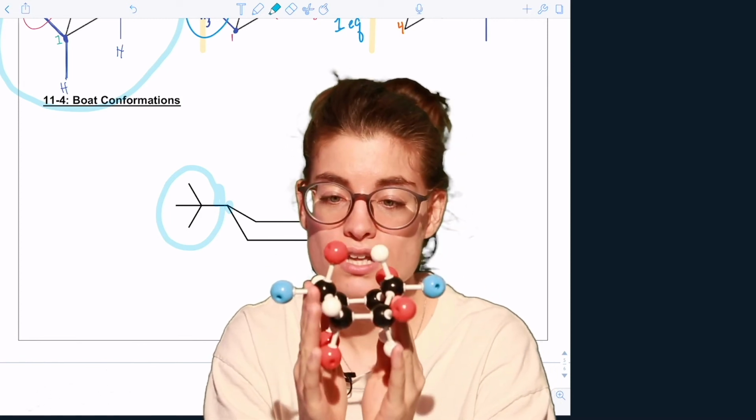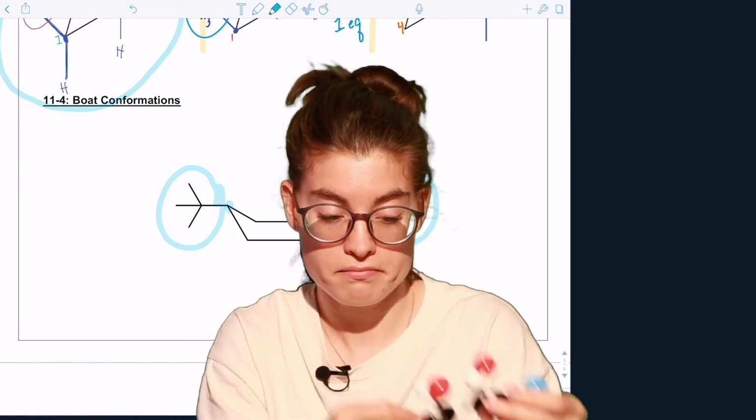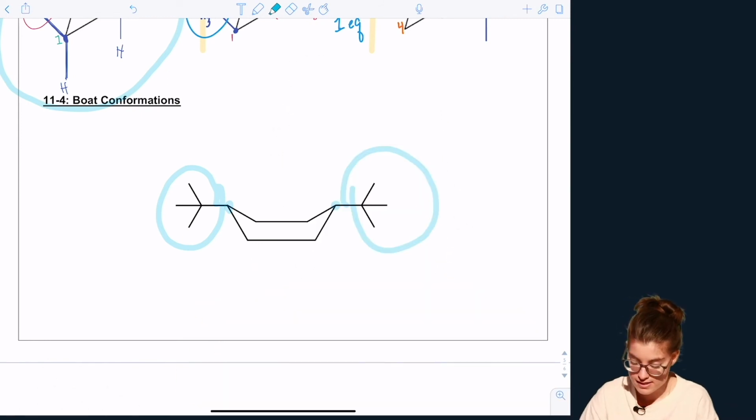You don't see it a lot, but so you guys know what it is, that's what it looks like, and this is how it's drawn on paper. So that's pretty much it for boat conformations.